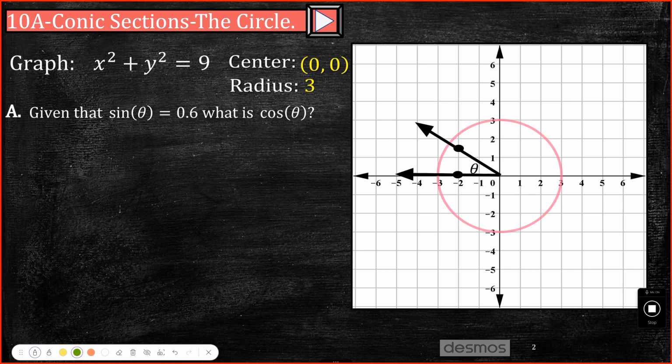Given that I'm telling you that sine of this theta is equal to 0.6, then what is cosine theta? Let's see. Given that, they're telling you that sine theta is 0.6. Then if sine theta is 0.6, then what would be cosine theta?